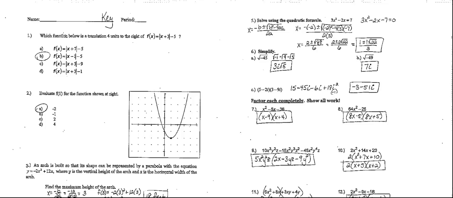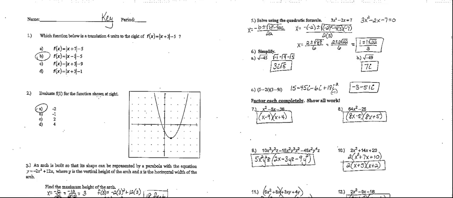So let's go over, basically this is kind of the end of marking period 2 into marking period 3. So let's finish up from the end of marking period 2 here. We're translating this function 4 units to the right. So that means on the inside, if it's going to move right, we're going to subtract 4, because subtracting 4 will actually move it to the right. So positive 3 minus 4 is negative 1.